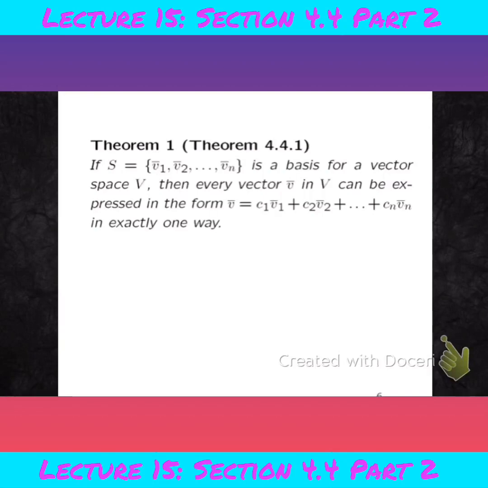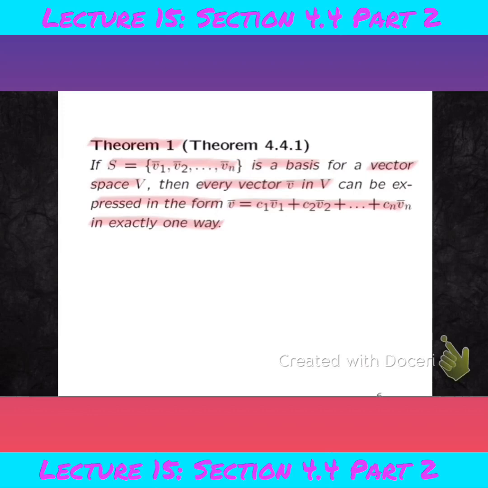Alright, so Theorem 1 states that if S is a set of vectors that's a basis for a vector space V, then every vector v in V can be expressed as a linear combination of the vectors in S in exactly one way. Now remember I said that for the basis we had the two properties.